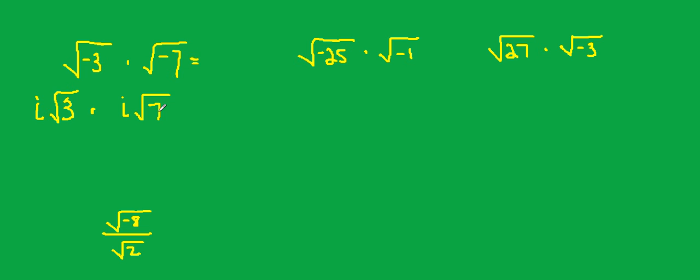Once I get to this point, now I can multiply these together, and I've got i times i, which is i squared, and the square root of 3 times the square root of 7 is the square root of 21. However, I can evaluate further the i squared because we now know that it equals negative 1. So I can write my answer as negative square root of 21.